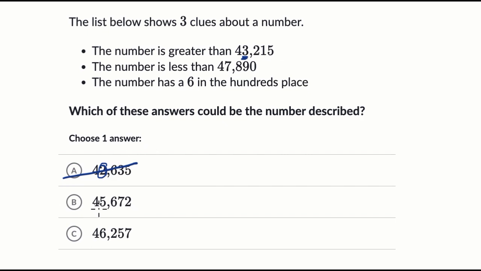Now these second two, this is 45,000 and something and 46,000 and something. So it's definitely larger than 43,000 and something. So we've used that first clue. We're going to have it down now to 2 numbers.